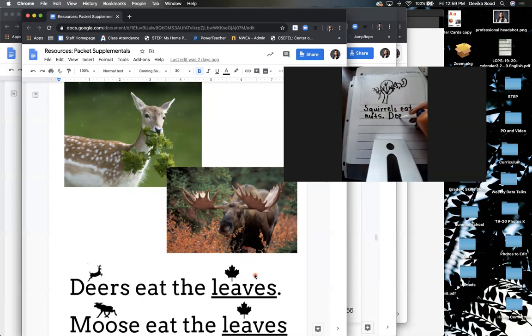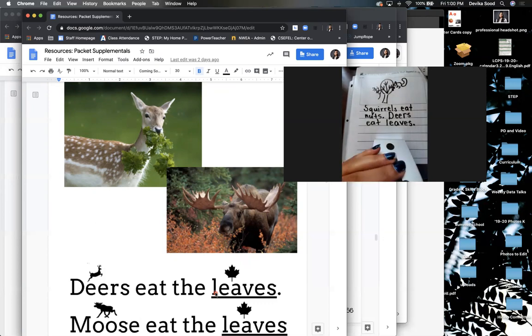Deers eat leaves. The words are in the book. Los venados comen hojas. Las palabras, como puede ver, están en el libro. Los venados comen hojas.